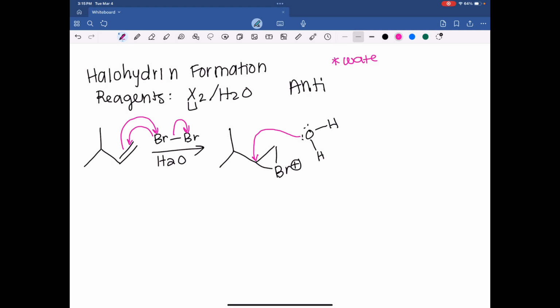Let's make a note of that. Water attacks more substituted side. Because this carbon has 1, 2, 3 things coming off of it, whereas this one only has 1, 2. Okay, and then the electrons coming from this carbon to our bromine are going to kick back to this bromine. Let's erase this bond. Just the bond. Okay.